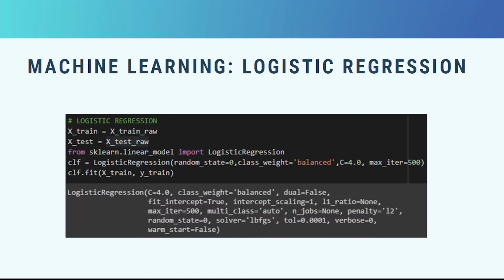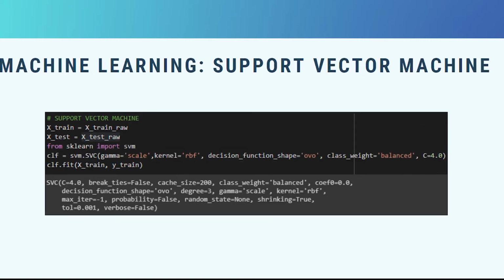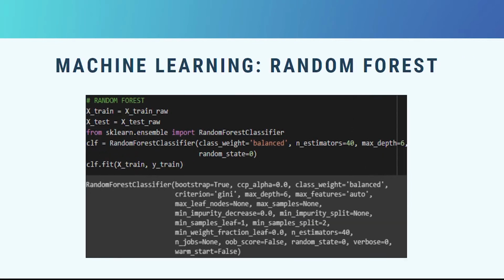We tried three machine learning models. The first was logistic regression. We built and trained it using the functions provided by scikit-learn. Then we tried support vector machine, like you can see in this slide. And finally, we tested random forest.